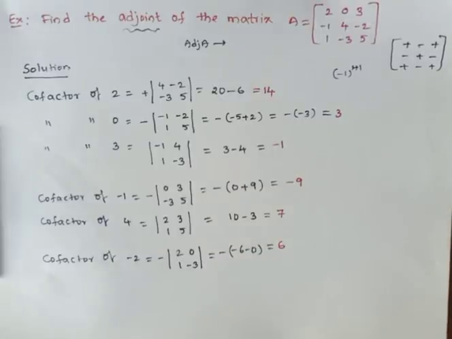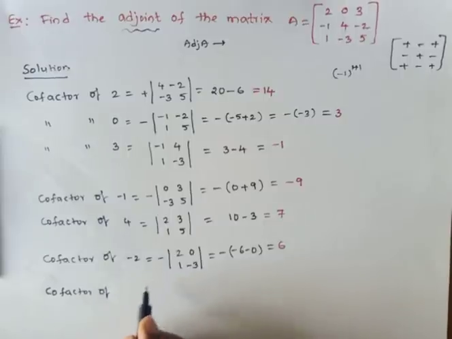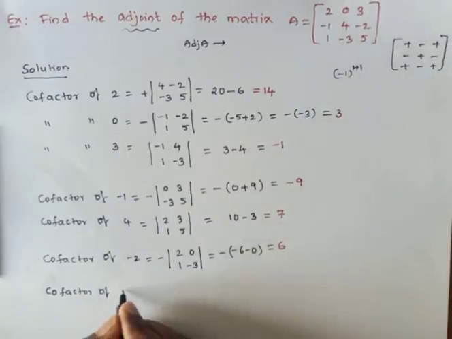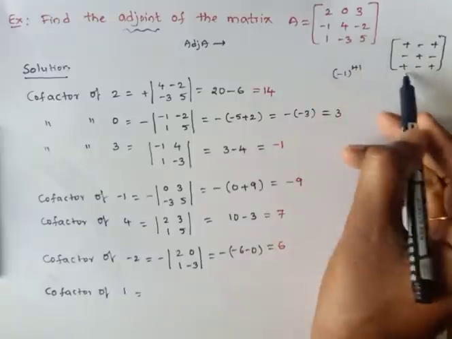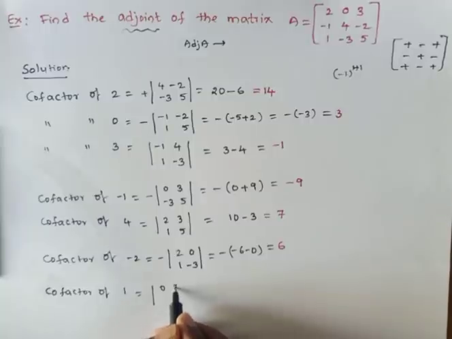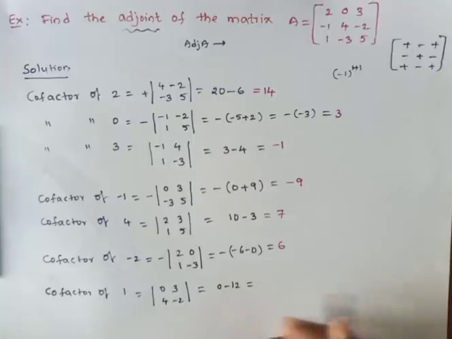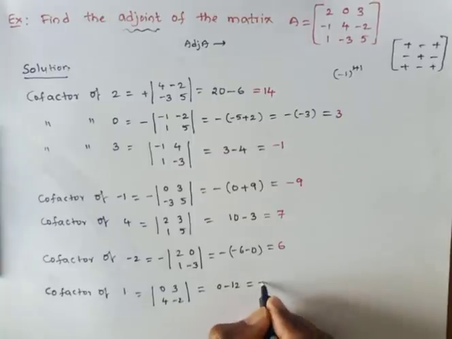Next, the cofactors of the last row elements. The third row element starts with 1, so the cofactor of 1. What is the sign of this one? Plus, times the determinant of 0, 3, 4, -2. Now 0 times -2 is 0, minus 4 times 3 is 12, which equals -12.